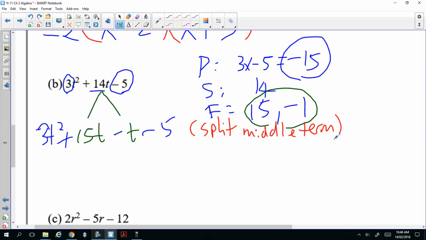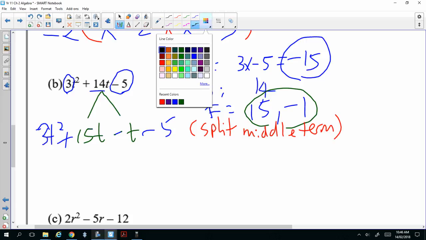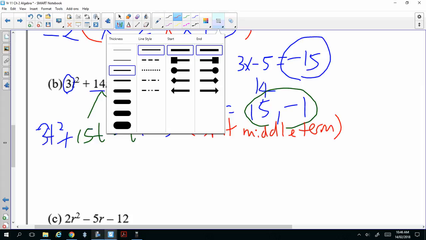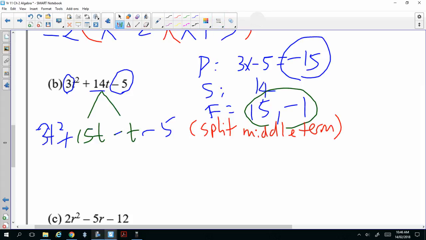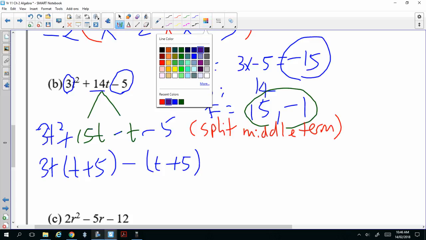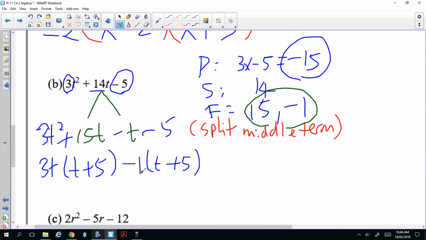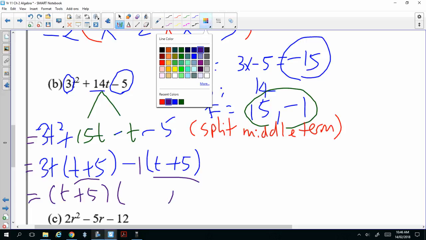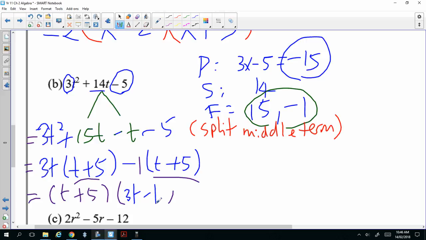Alright, after we split the middle term, we're going to factorize in pairs because there are 4 terms altogether. So you write 3t, t plus 5. And the second one, there's a common factor of negative 1, so t plus 5. So when it's just a negative sign, just put a negative 1 in front. Can you see now t plus 5 is now common? So you take out the common factor, which is t plus 5. And then you write 3t minus 1 inside. And that's your factorization. Any question?